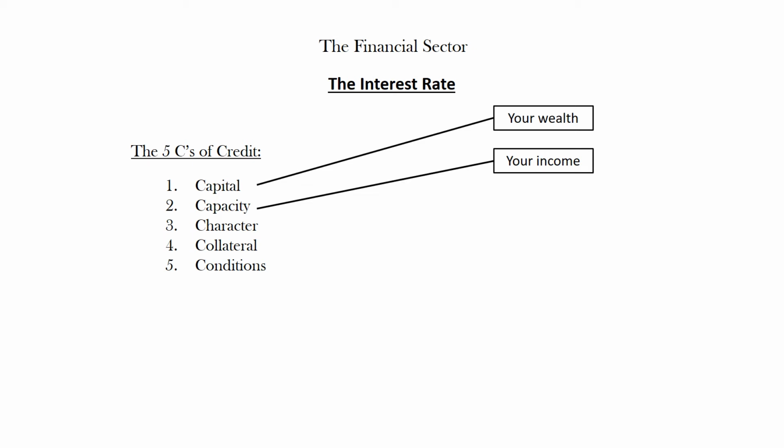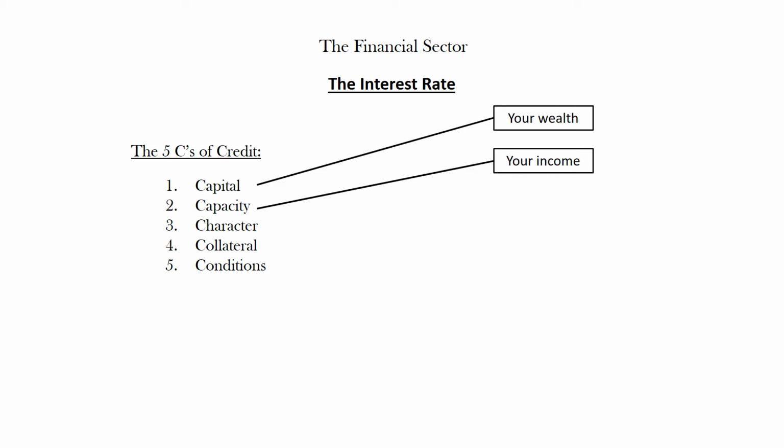The second item on the list, capacity, refers to your income. Obviously, a borrower with a higher income has a greater ability to repay the loan and therefore will be perceived as less risky and will therefore be charged a lower cost of default box.